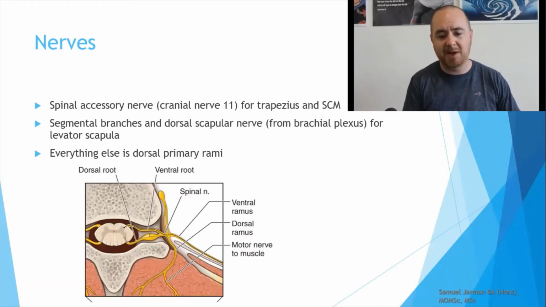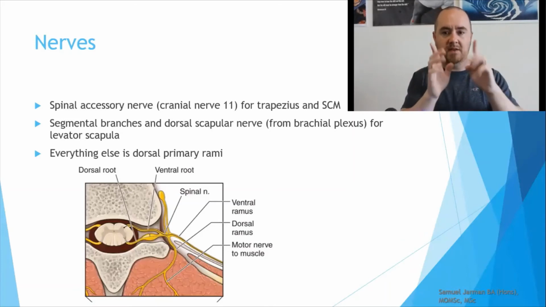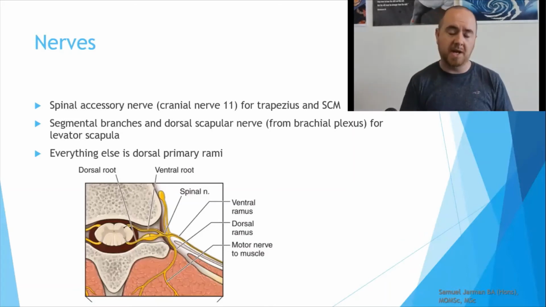So as you can see in the picture, if you looked at the vertebral column or the bone of the vertebrae, you have the point. If you're looking down at that picture, the point going backwards is the spinous process. So the cord is represented in the middle. You have the mixed spinal nerve.